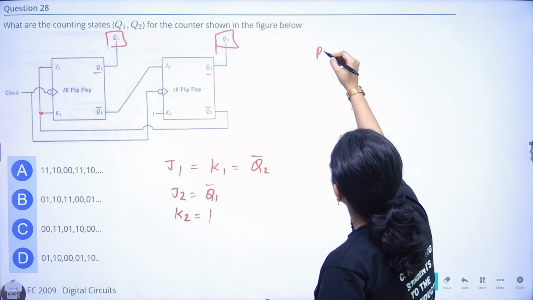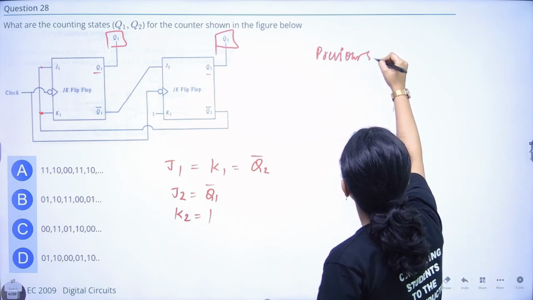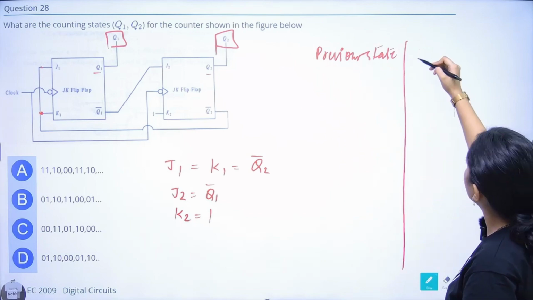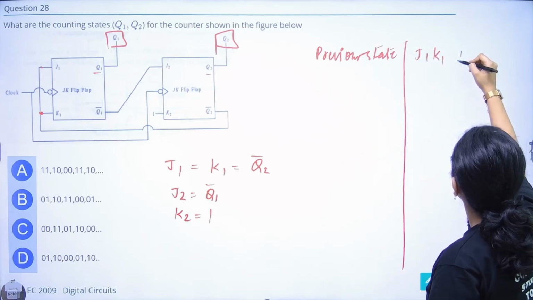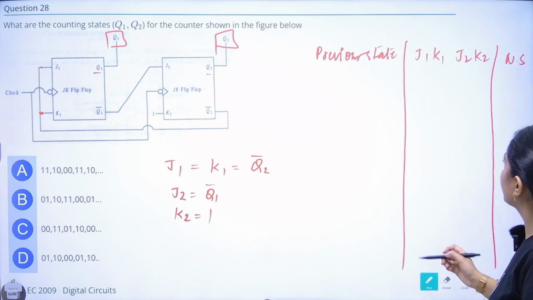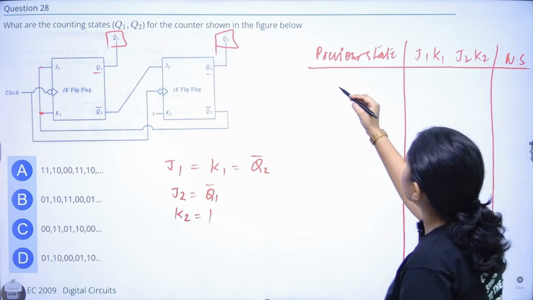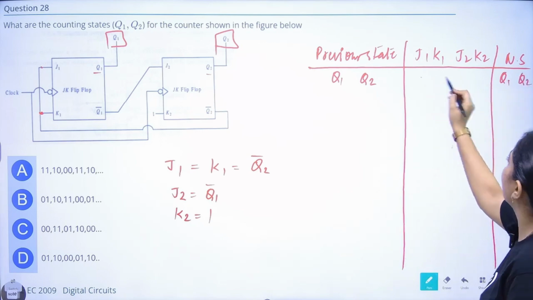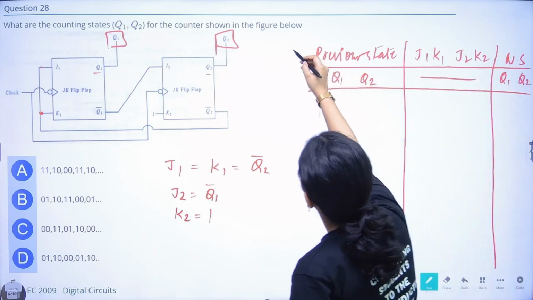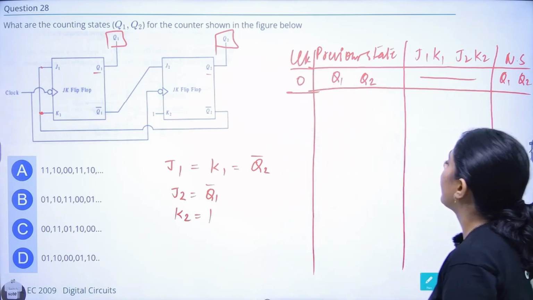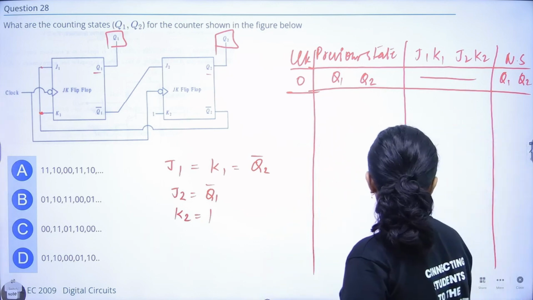So I am taking the previous state, then J1, K1, J2, K2, and this is your next state. There's some space problem, but we'll manage. Previous is also Q1 and Q2, and next is also Q1 and Q2. These values are the same. Here I will write my clock. Without a clock, there is no sequential circuit. The clock will start from here.